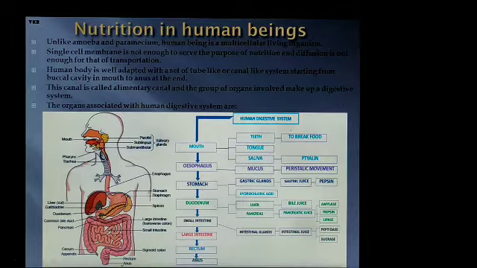Here you can see in the flow chart that the human digestive system starts from the mouth. The mouth consists of teeth, tongue, saliva and salivary glands. Saliva contains ptyalin. The tongue helps in mixing and moving the food. Teeth are to break the food. We will look into this in detail in the next slide, don't worry. Now the mouth opens into the esophagus.